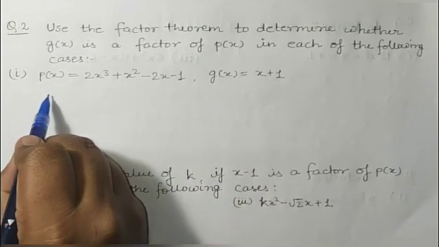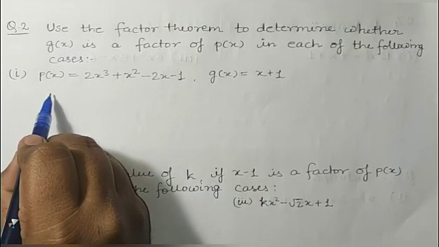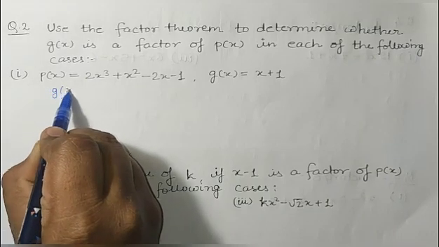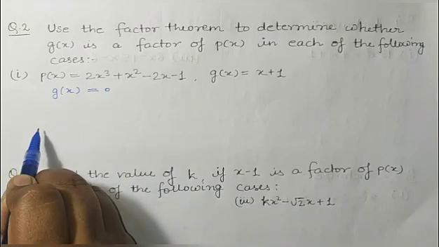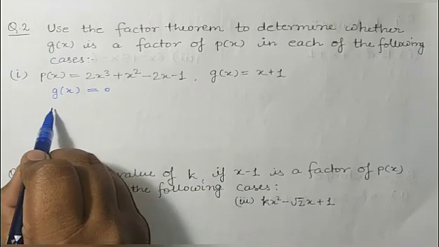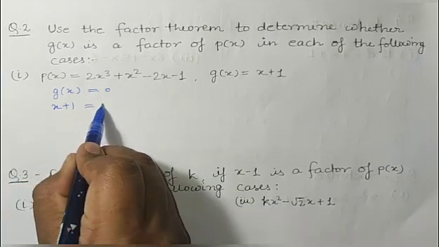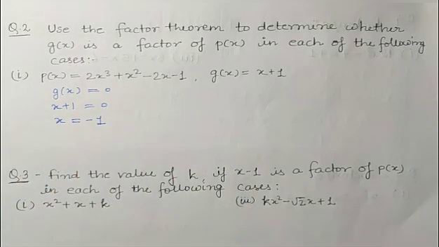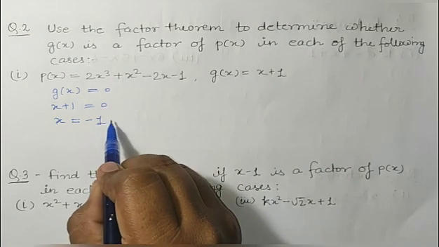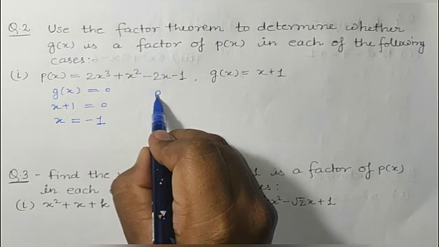So again, firstly we are going to find the remainder. For that we will make this g(x) equal to 0. So the value of g(x) is x plus 1 equal to 0, means x is equal to minus 1. Okay, so the value of the variable is minus 1. Now we'll put this value of x in this polynomial. So what we'll get?